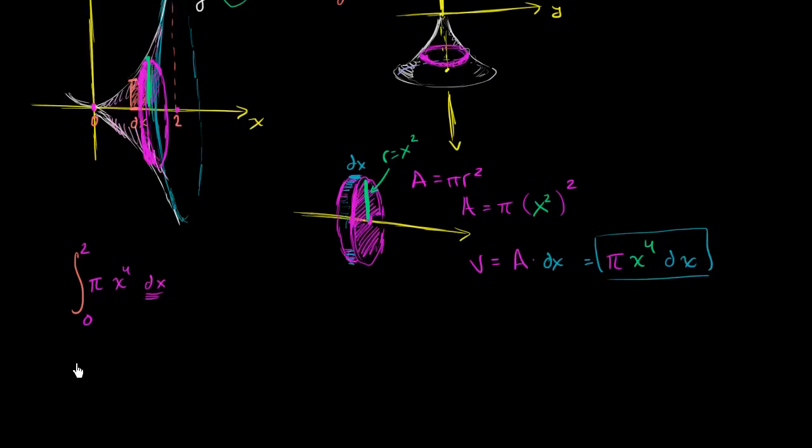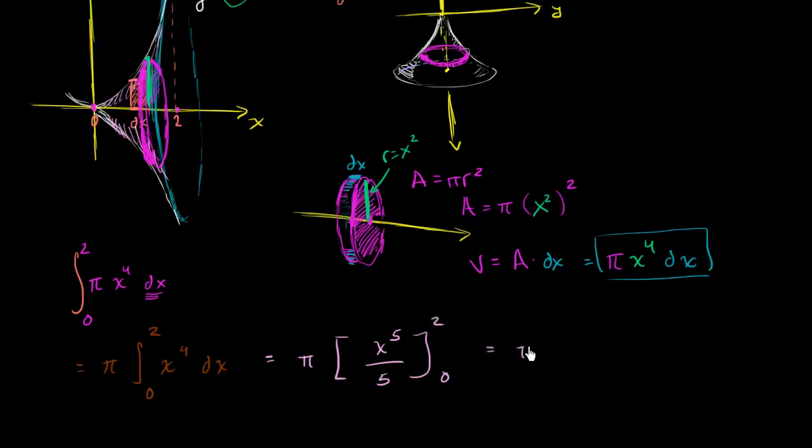So this is going to be equal to, and I encourage you to try it out before I do it, we could take the pi out. So it's going to be equal to pi times the integral from 0 to 2 of x to the fourth dx. Now, the antiderivative of x to the fourth is x to the fifth over 5. So this is going to be equal to pi times x to the fifth over 5, and we're going to go from 0 to 2.